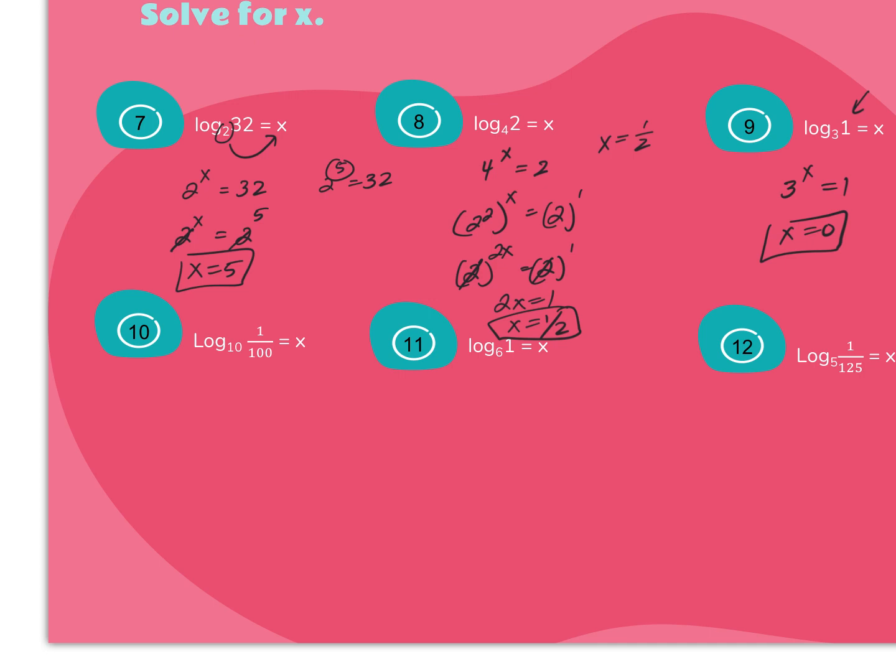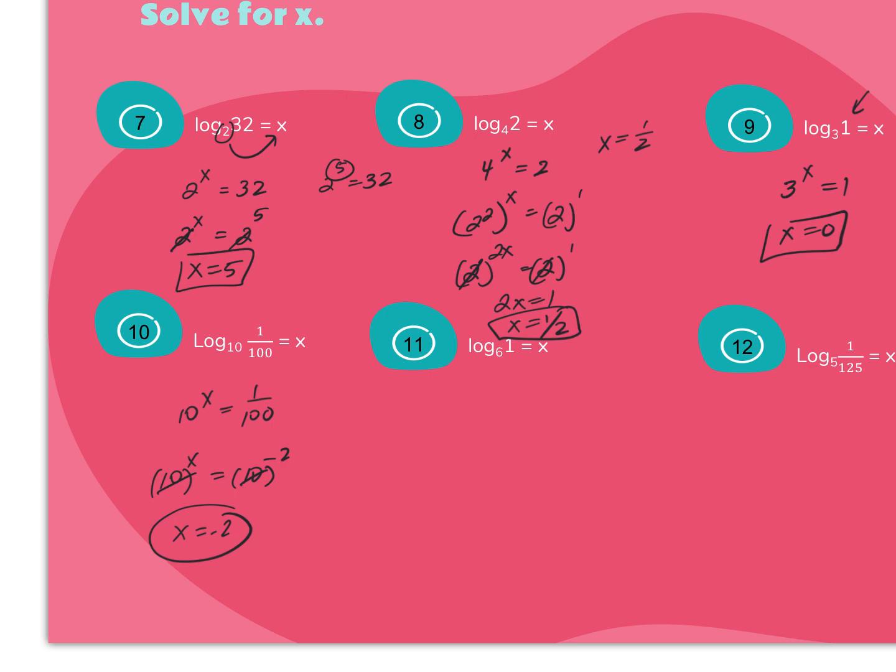So we keep going. We have 10 to the x power equals 1 over 100. 1 over 100 can be written as 10 to the negative 2 power, and that way my base is the same, and I get that x is negative 2.